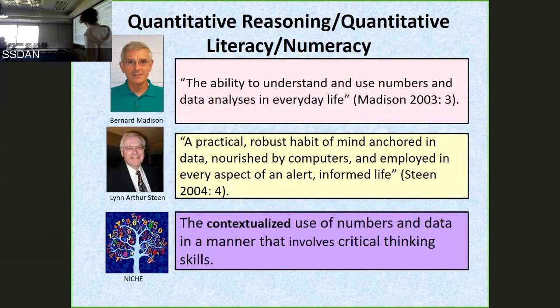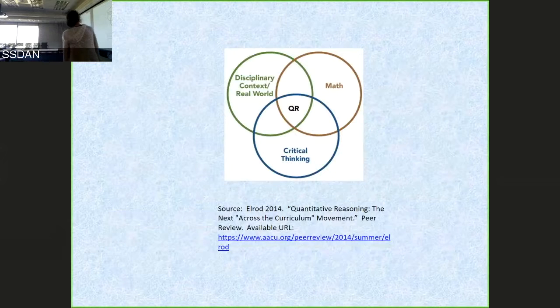In our program, we just think of it as a contextualized use of numbers and data in a manner that involves critical thinking skills. We think about quantitative reasoning or numeracy as the math is not complex, but the thinking is. That distinguishes it from mathematics, where the numbers are very complex and difficult. With quantitative reasoning, you have to have these critical thinking skills. You have to really think about the numbers, but usually the mathematical skills are not incredibly difficult. So quantitative reasoning encompasses math, real-world context, and critical thinking.